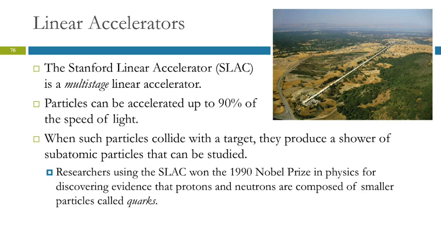So in 1990, researchers at the Stanford Linear Accelerator got the Nobel Prize in Physics. They discovered that protons and neutrons are composed of smaller particles called quarks. So it turns out, I mean, yeah, we tell you about protons, neutrons, and electrons, right? And now we've also introduced this idea of the positron, the anti-electron. There's a whole host of other particles inside these particles, right?